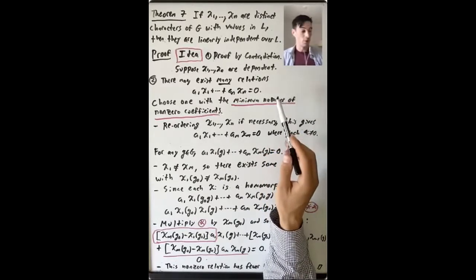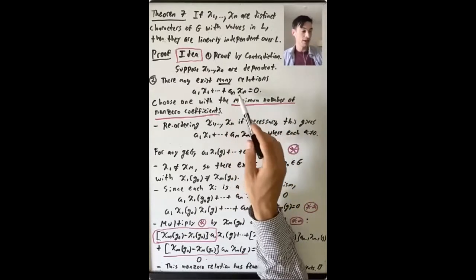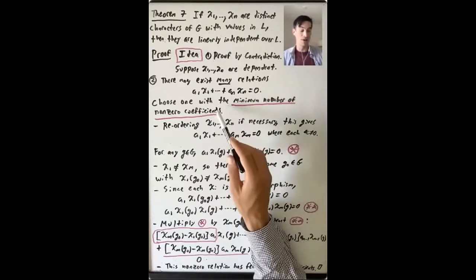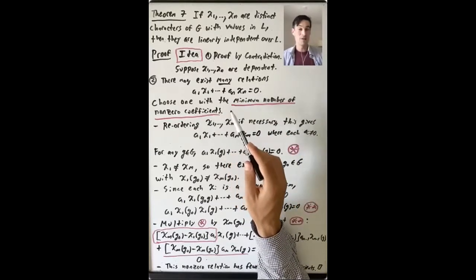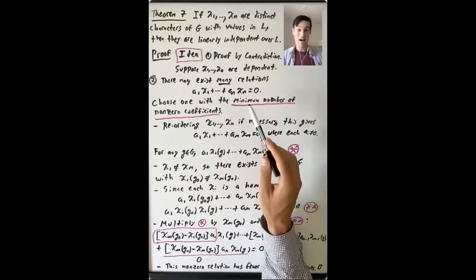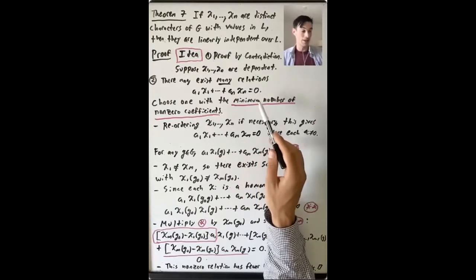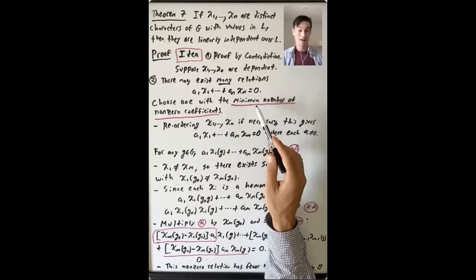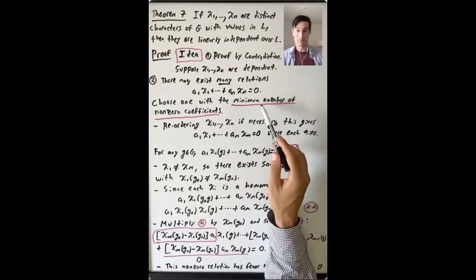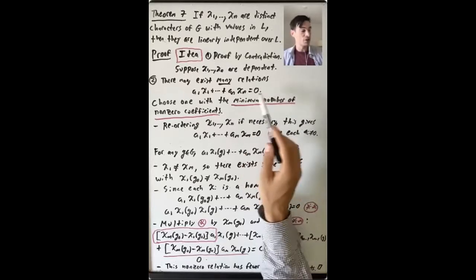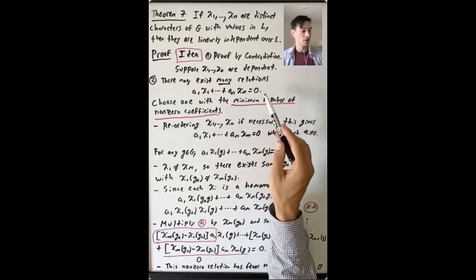Okay, so we're going to do that. There may be many relations. We're going to choose one with the minimum number of non-zero coefficients. And we're going to use something to find a non-zero relation with a smaller number of non-zero coefficients, and that will be our contradiction. So let's choose our relation with the minimum number of non-zero coefficients.